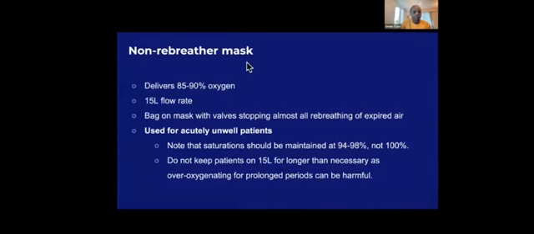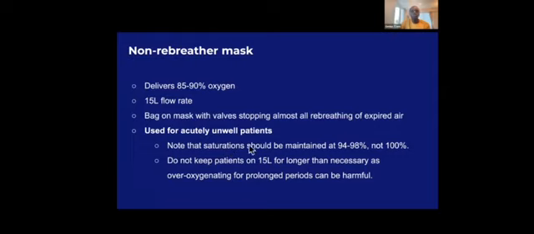This one here is a non-breathing mask. As you can see, it has got a bag. Remember that non-breathing masks deliver oxygen at 85 to 90%. It does not deliver 100%, which is a common mistake. The flow rate is 15 liters per minute. A bag on the mask with a valve stops almost all rebreathing of expired air. So when you breathe out, you don't rebreathe it again. That's why it's called a non-rebreather mask. It is used for acutely unwell patients.